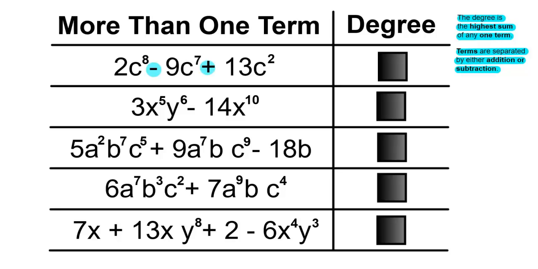So the first polynomial has 3 terms. The degree of the first term will be 8. The second term will be 7. And the third term will be 2. And the degree is the highest sum of any one term, so the degree of this polynomial is 8.